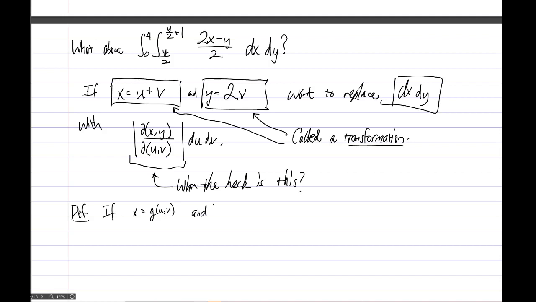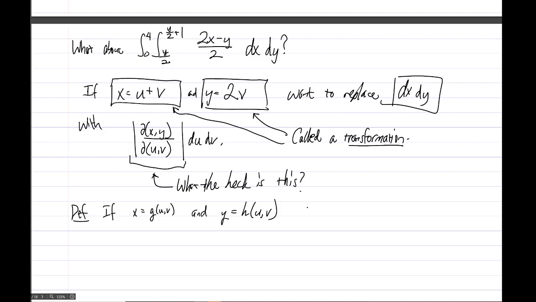And y is written as a function of two input variables u and v. So let's say h of u comma v. So that's the setup to start with, right? So we have a transformation, as it was called up here. So this new thingy, right?